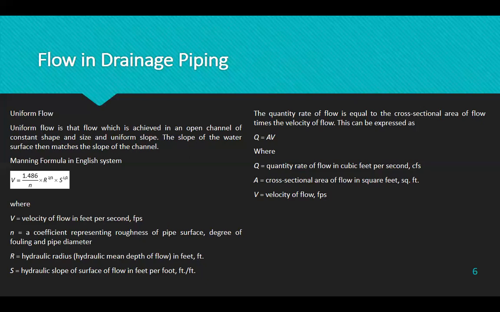Then the quantity rate of flow is equal to the cross-sectional area of flow times the velocity of flow. This can be expressed as Q = AV, where Q is the quantity rate of flow in cubic feet per second, A is the cross-sectional area of flow in square feet, and V is the velocity of flow in feet per second.